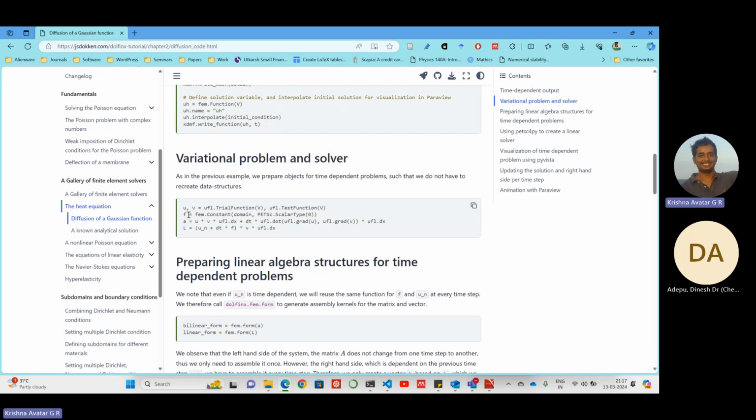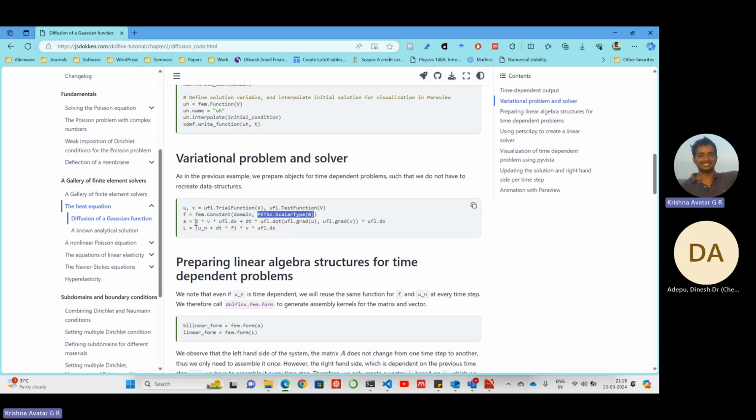And then here they have taken a constant forcing term. So f is equal to fem.constant, define the domain, and they have not taken any forcing function. So PETSc.ScalarType is 0. I mean, they have taken a 0 value. So for our cases, our goal will be to extend. We'll have some generic or some other non-trivial forcing function.